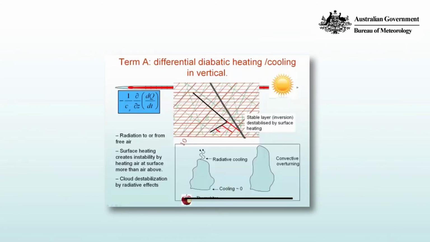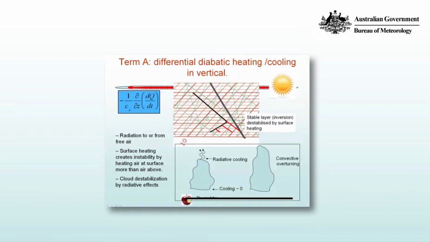Term A in the lapse rate equation represents differential heating or cooling in the vertical due to diabatic processes. So d gamma dt is equal to minus 1 on Cp d by dz of dq dt. Let's consider a couple of examples to make sense of that.